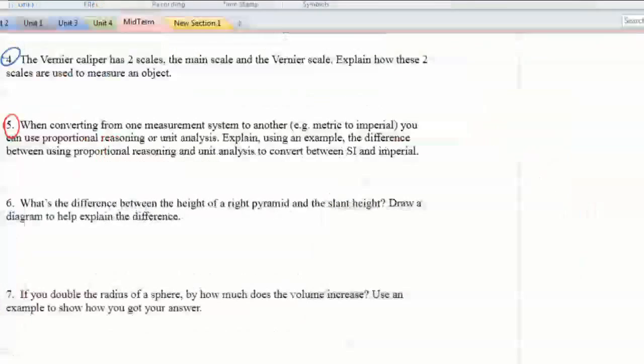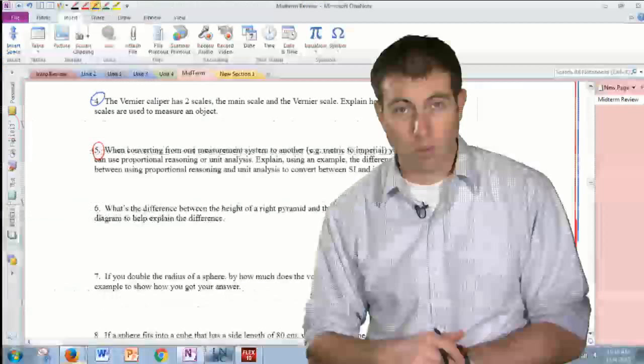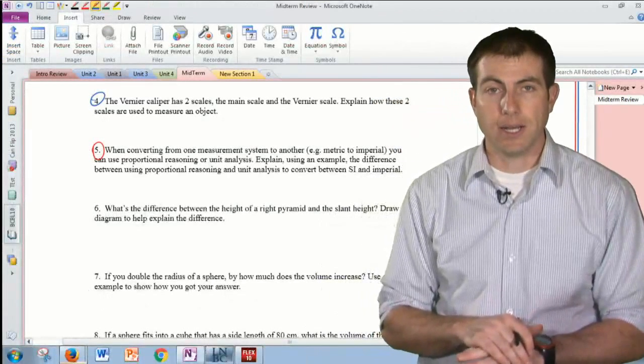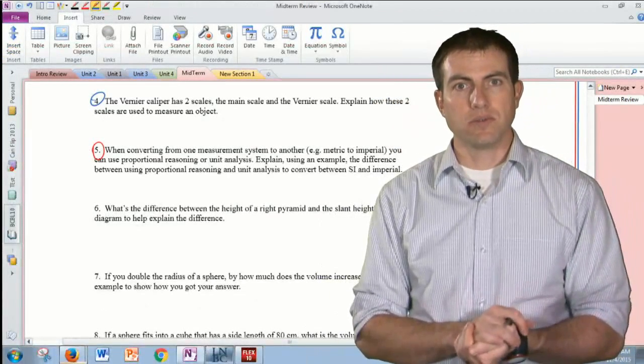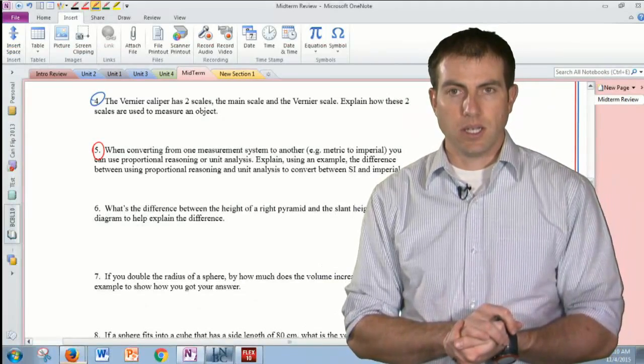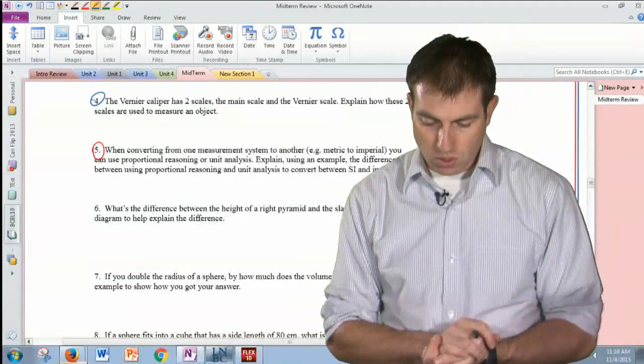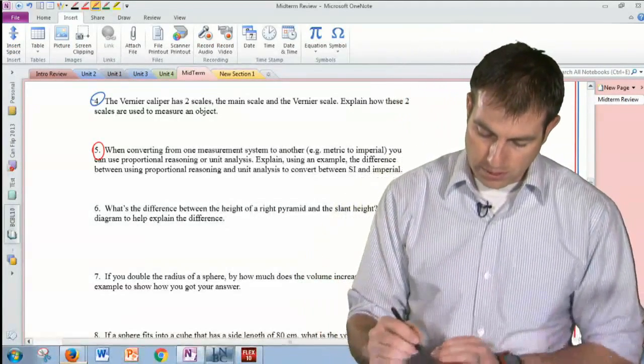Sorry about that. When converting from one measurement system to another, you use proportional reasoning or unit analysis. Explain using different examples the difference between proportional reasoning and unit analysis. Now, when I did these types of questions, I almost exclusively did unit analysis. So let's look at an example.